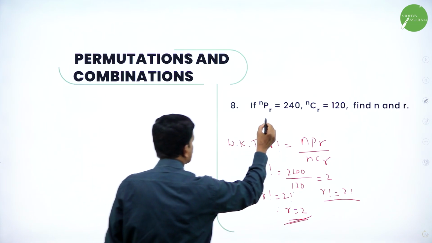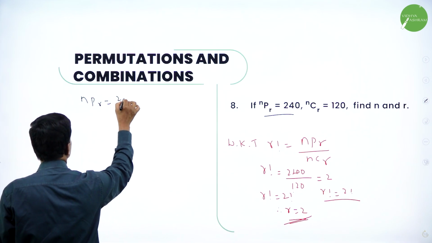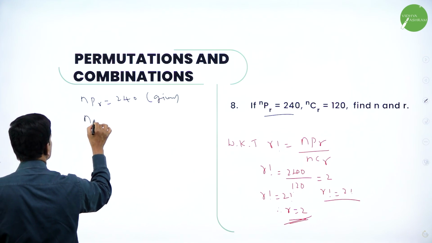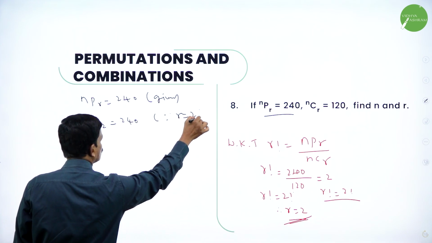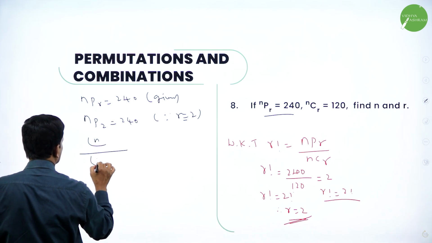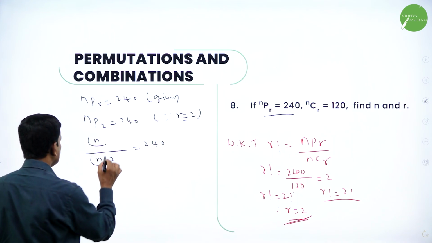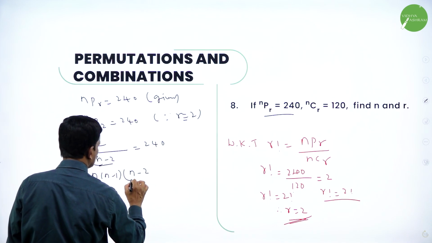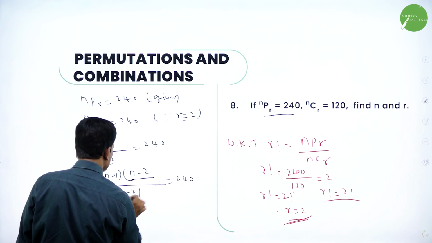Now from this, let us consider this. NPR is equal to 240, this is given. Now what is our substitute? NPR with R equal to 2 is 240, because R is equal to 2. What is NP2? NP2 is nothing but N factorial divided by N minus 2 factorial is equal to 240. N factorial is nothing but N into N minus 1 into N minus 2 factorial divided by N minus 2 factorial is equal to 240. These two get cancelled.